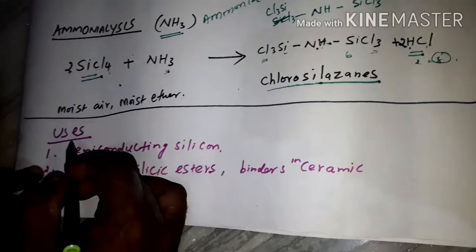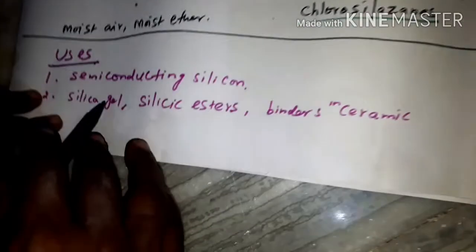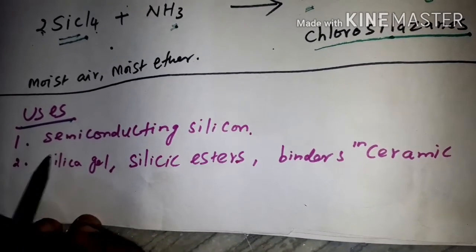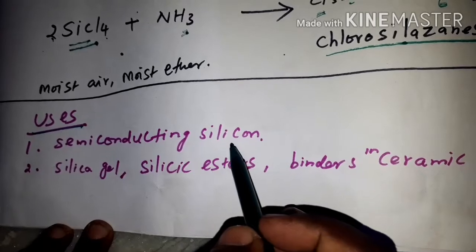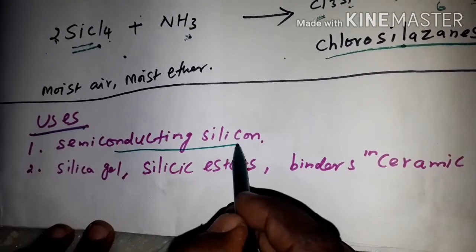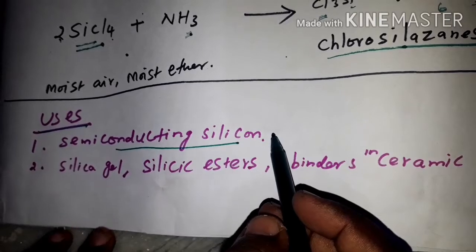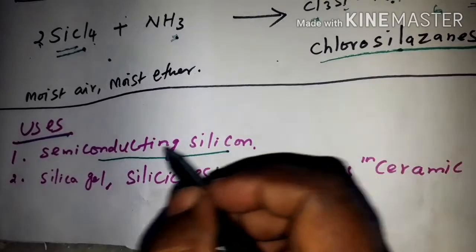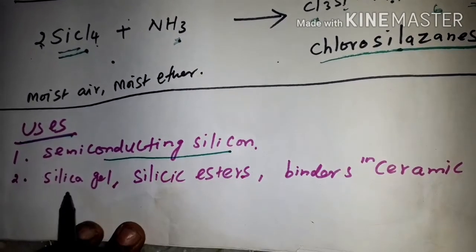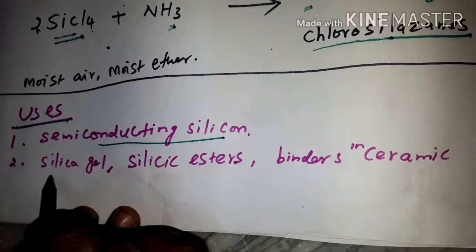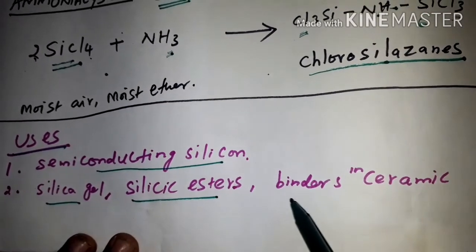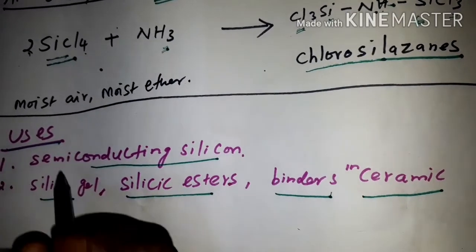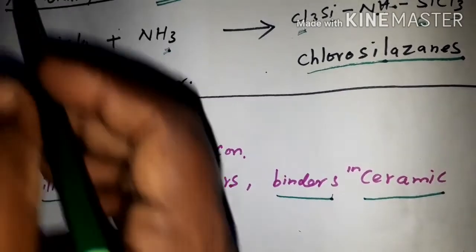Now look at the uses of silicon tetrachloride. Silicon tetrachloride is mainly used to prepare semiconducting silicon. This semiconducting silicon is used mainly in computers, that is chips, integrated circuits, and all the capacitors are made from this silicon. Also it is a raw material for silica gel, silicic esters, binders. It's a binding material for ceramic materials.